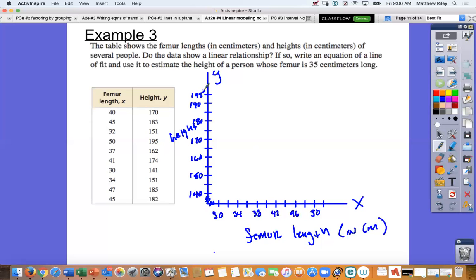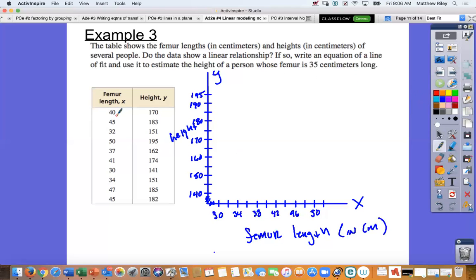Now you guys do have some free reign. Somebody might say, well, I went by 5s everywhere. That's fine, but you want to kind of match these up to fit your data. If I make this down here too big, for instance, if I went by 10s, 30, 40, 50, then all of my data would be right in here, and it's very hard to tell. We'll talk about that a little bit more later, but now we're going to plot the points.